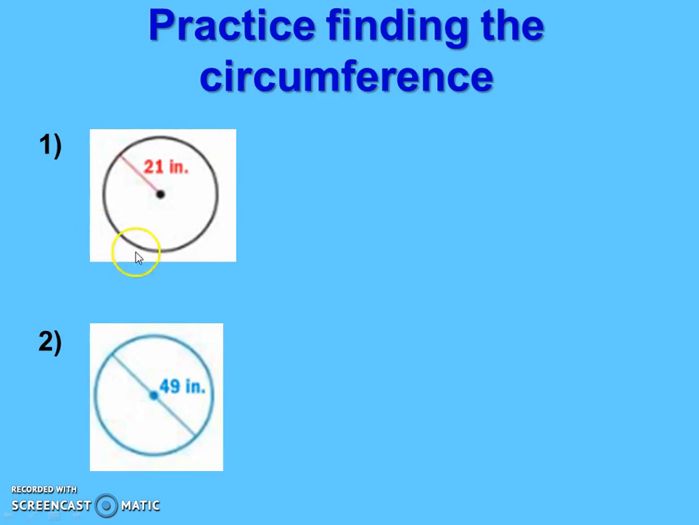All right, in problem number 1, I'm going to look at my circle and then ask myself what piece of information am I given. So since I see a segment being drawn from the center of the circle to the edge of the circle, I know that this is a radius. So the radius of this circle is 21 inches. So I'm going to pick the formula C is equal to 2 times pi times r. So 2 times pi times the radius. Now I'm going to substitute in the information I know. I know pi is 3.14. I know my radius is 21 inches.